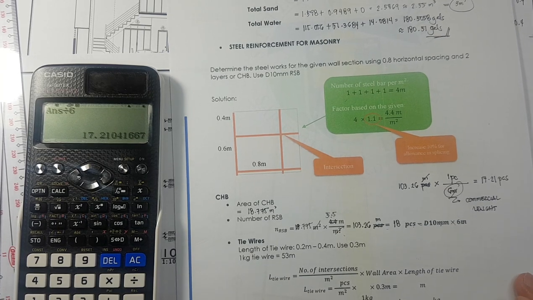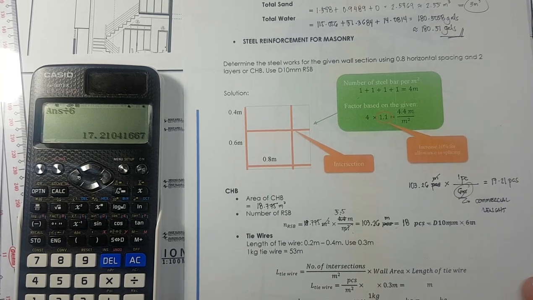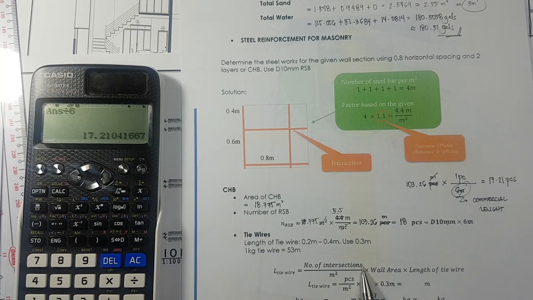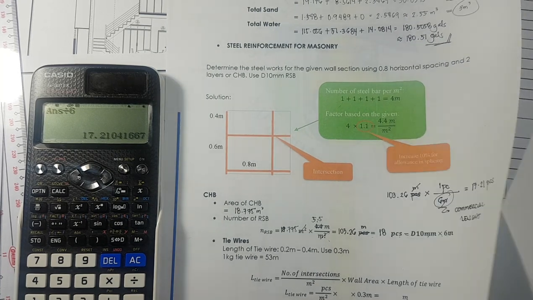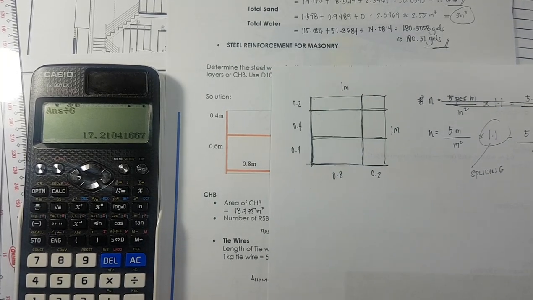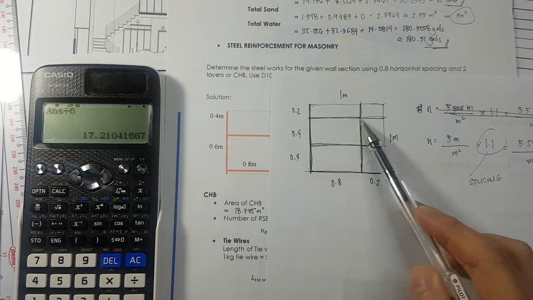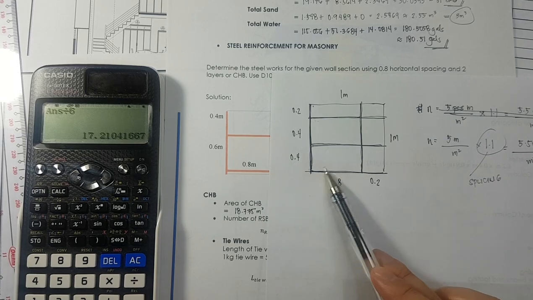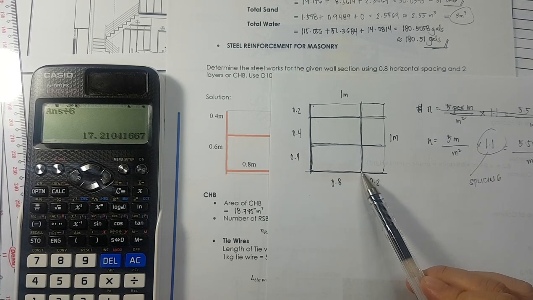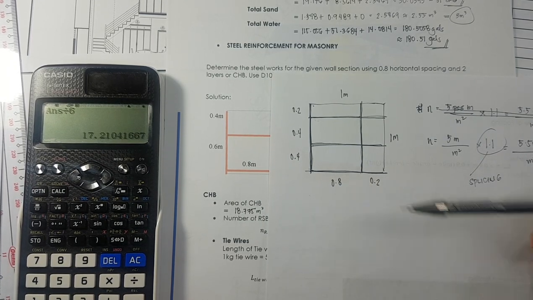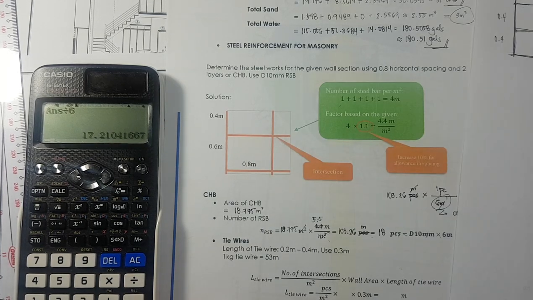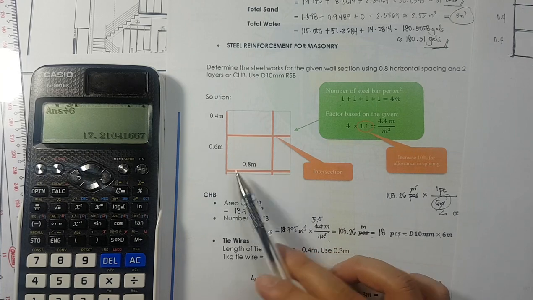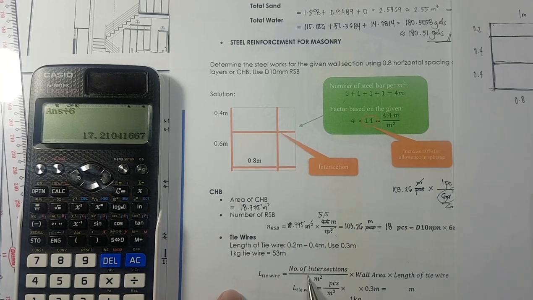Now, gaano kalaki yung tie wires natin? Or gaano kahaba? So, number of intersections per square meter. Okay? So, babalikan natin to. So, ilan ba yung intersection natin dito? We have 1, 2, 3, 4, 5, 6. So, we have 6 intersection ng mga bakal. Dito kasi, 4 lang. We have 1, 2, 3, 4. But in our case, it is 6.